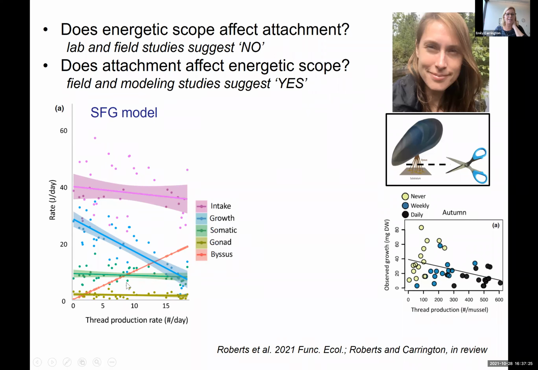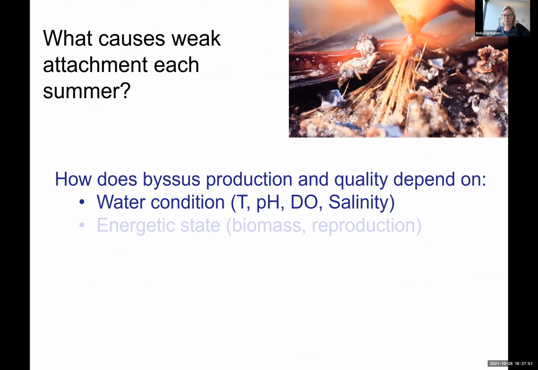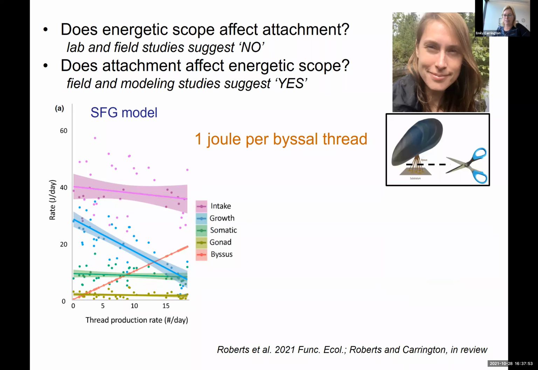And it is substantial. It's not like this byssus line is really low down here. What this shows, first of all, is that the energy going to byssus is quite a bit. We're able to use this modeling approach to estimate that it takes about a joule per byssal thread. I thought that was pretty satisfying to come up with that number. And we are able to then use the model. Oh, did I lose my graph? That's too bad.